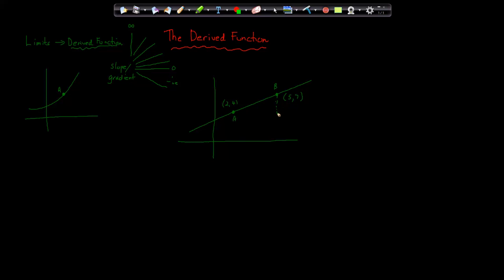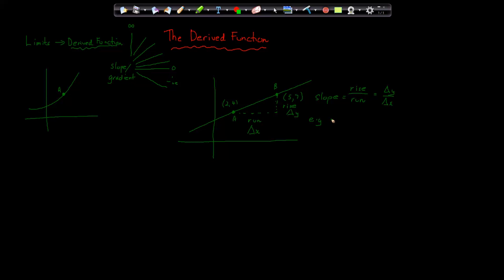Then a measure of the slope was defined to be this vertical distance, which is sometimes called the rise, or the change in the y direction, and this horizontal distance between the points, sometimes known as the run, or more accurately really, the change in the x direction. The slope was defined to be the rise over the run, or the change in y over the change in x.